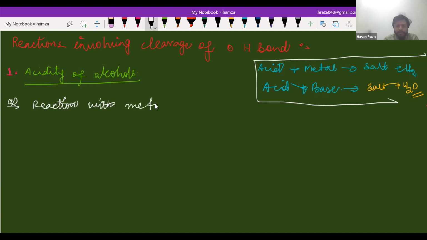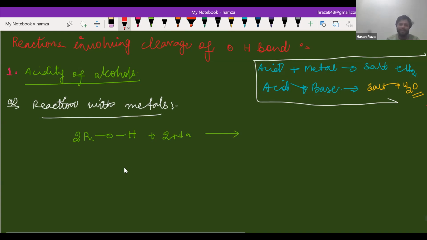So reaction with metals. You can see if there is an alcohol, I'm going to take ROH. This is the alcohol. Wait a minute. I'm going to show you the reaction. This is ROH. And since we are studying the cleavage of OH, that's why I just showed the bond between O and H, reacting with the metal, just sodium. So what will happen? Salt will be formed as well as hydrogen.